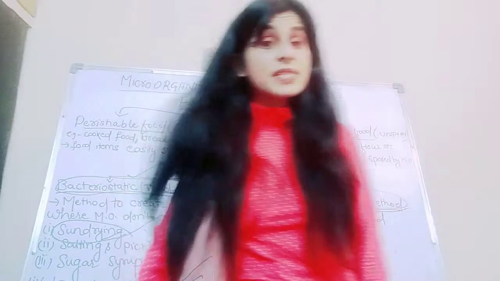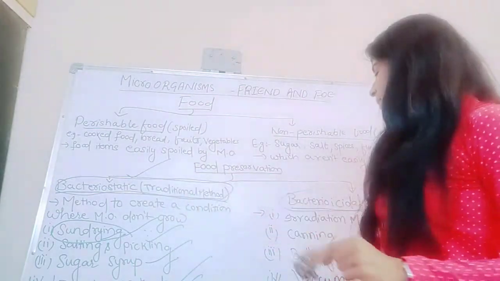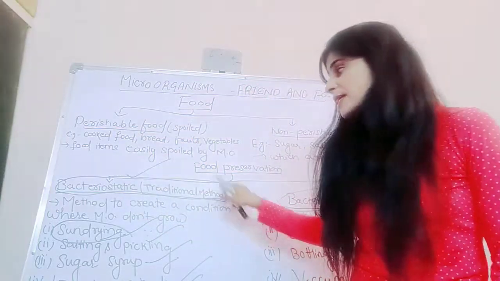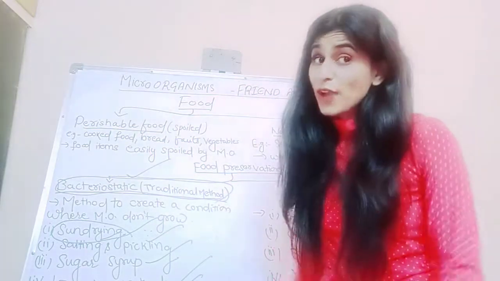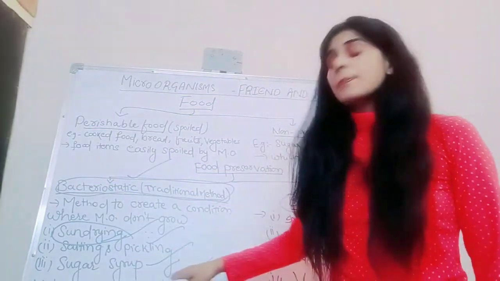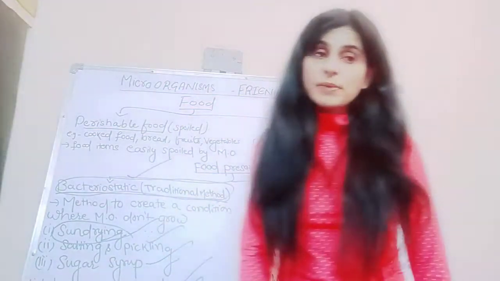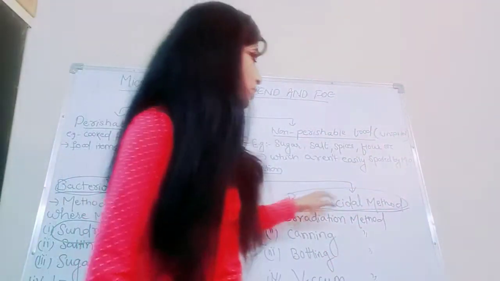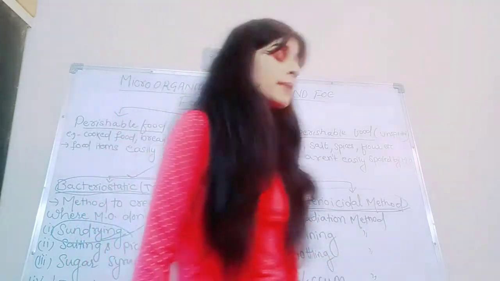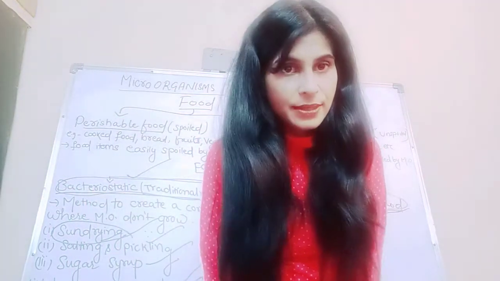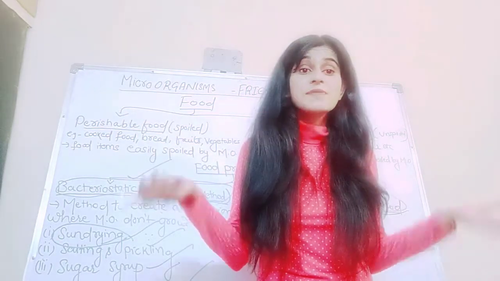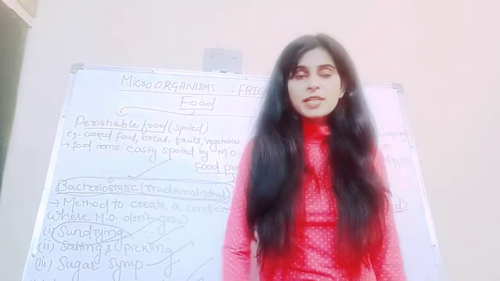Food can be preserved by two methods, the bacteriostatic method and the bactericidal method. The bacteriostatic method has 5 methods. What are those 5 methods, guys? These are sun drying, salting and pickling, sugar syrup, freezing method and chemical method. And the second one is the bactericidal method, that is irradiation method, canning method, bottling method and vacuum drying. By using these, we have a number of foodstuffs that can be preserved for a longer period of time.